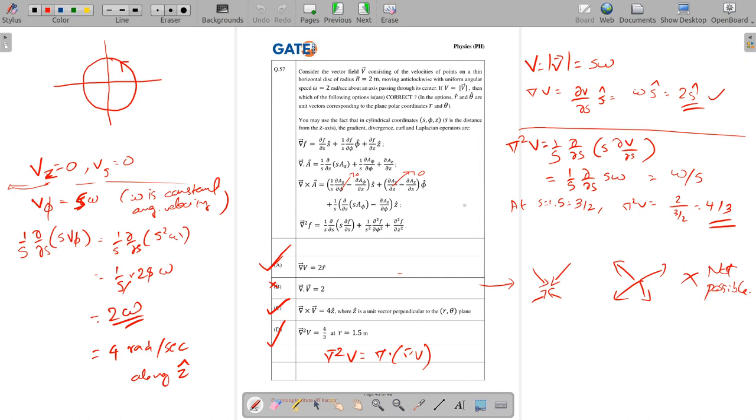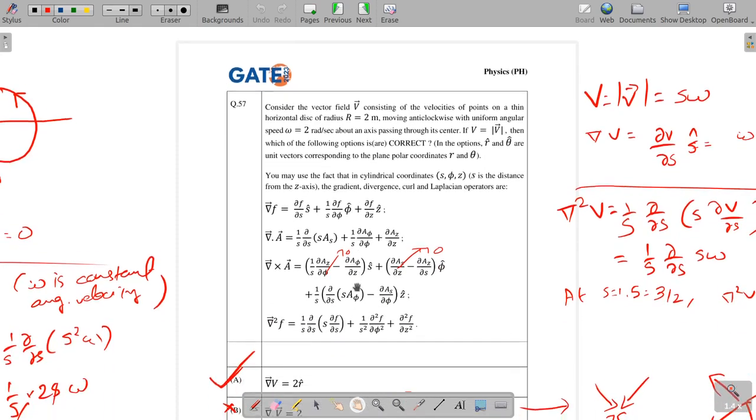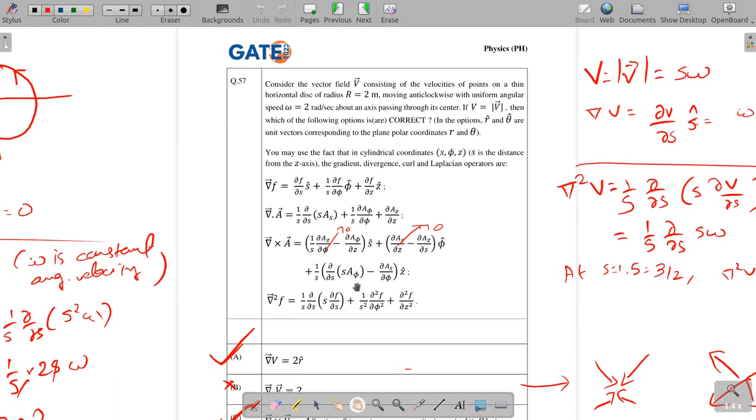So this is the first question. It's basic vector differentiation, etc. That kind of question. So the question is: a vector field is given. It is like velocities of points on a thin horizontal disk. The radius of the disk is given, moving anti-clockwise with uniform angular speed.